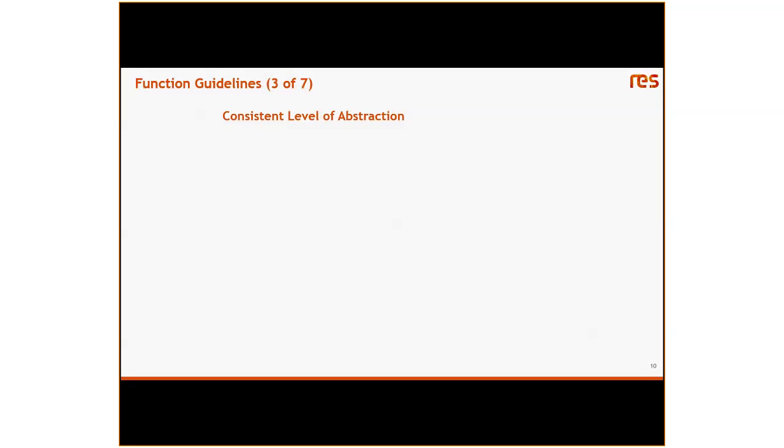So the third guideline is to try and keep a consistent level of abstraction. When we talk about abstraction, it's what level of summarizing you're doing, what level of detail you're hiding or showing. And it's best to look at this through another example.